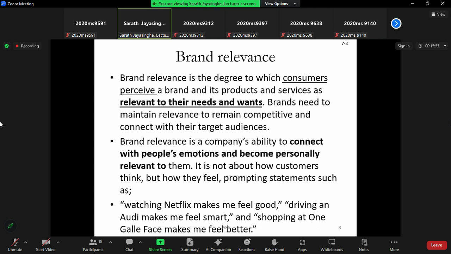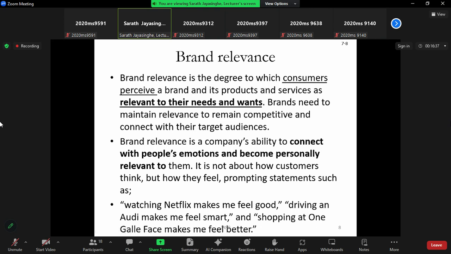Brand relevance is about connecting with people's emotions, the company's ability to connect with people's emotions and become personally relevant to them. It is not about how consumers think, but how they feel. Prompting statements such as, watching Netflix makes me feel good. So you know that Netflix, right? If the people who are watching feel good, that is relevant. Driving an Audi makes me feel smart, right?